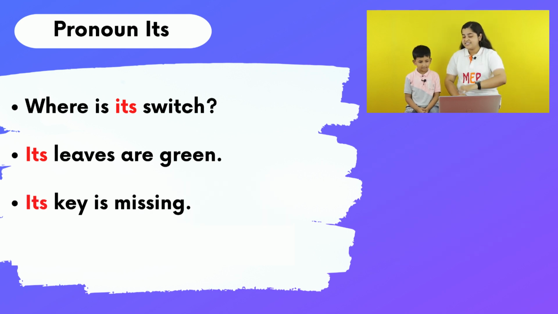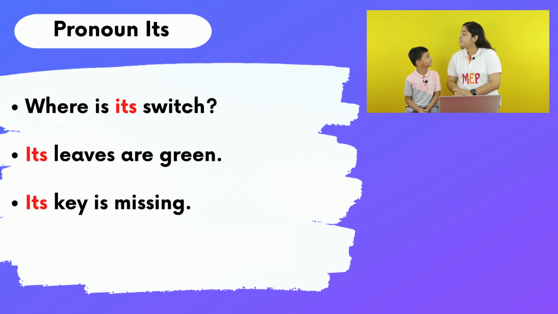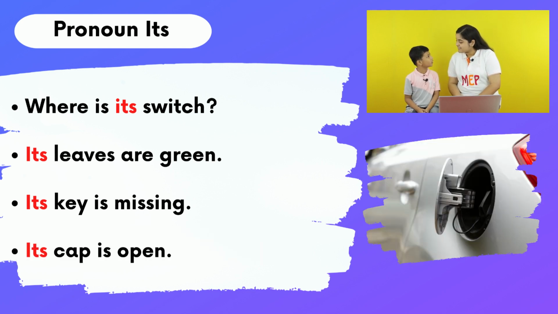Right. Read the third example. Its key is missing. Correct. So can you identify the possessive adjective in this sentence? Its. Why? Because it shows that the key belongs to third person singular. Correct. Now tell me one more example of pronoun its. Its cap is open. Absolutely right.